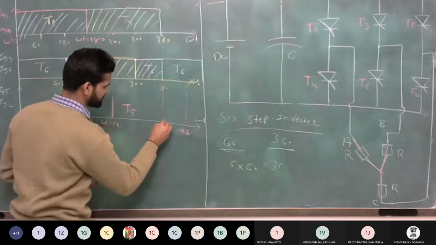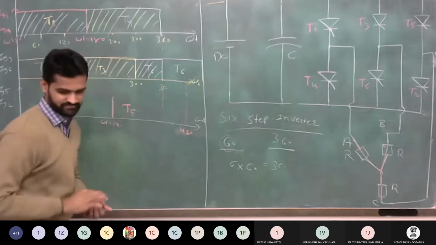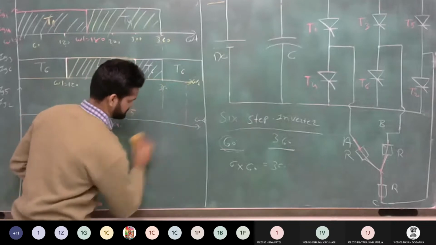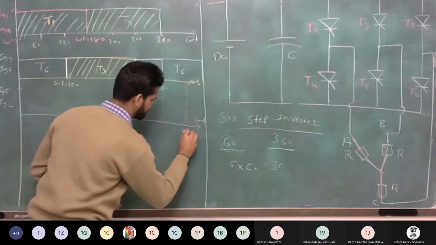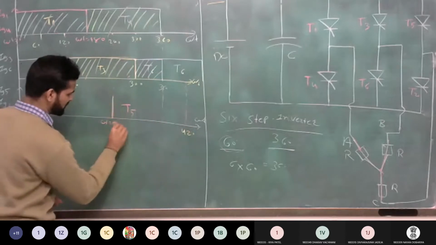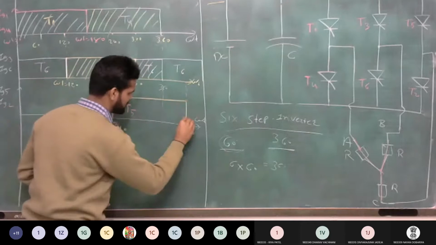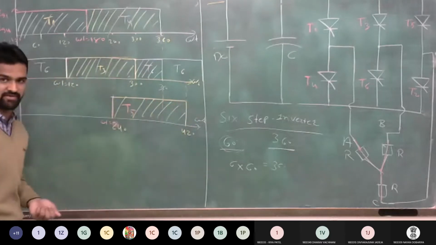So suppose this angle is 420 here, because this is 360 here, and after that 420 is here. This is your 420 degree. So T5 starts from omega T equal to 240 degree and ends here at 420 degrees. This is the conduction duration of thyristor T5.